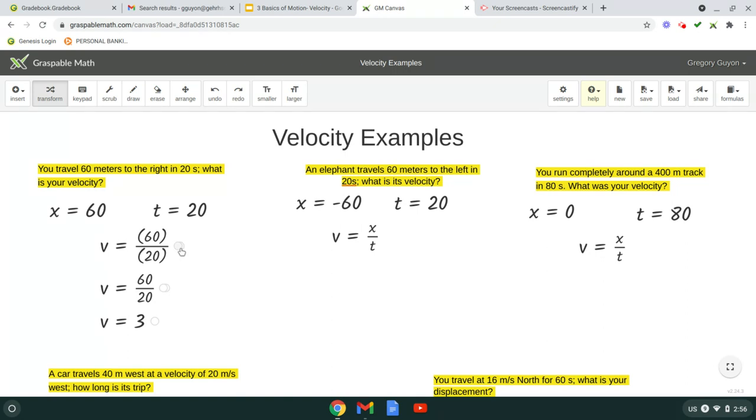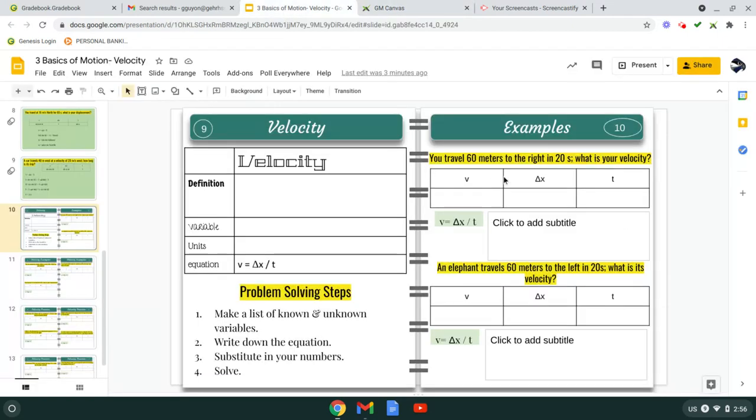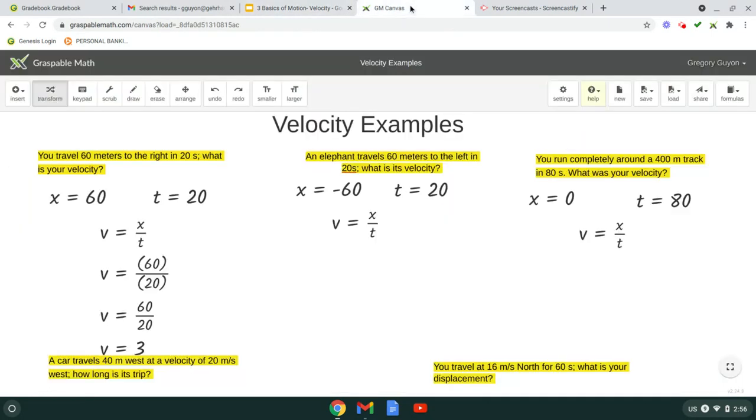If we want to see every step, we can drag this down as well, so that way we can see every step. Actually, before we get to the next problem, let me go back and fill in my answer. Almost forgot. Our delta x in this case was 60 meters. Our time was 20 seconds. And since we just did our math on Graspable Math, the answer came out to be 3. Since it's a velocity, it is meters per second. Now we can go to the second problem.